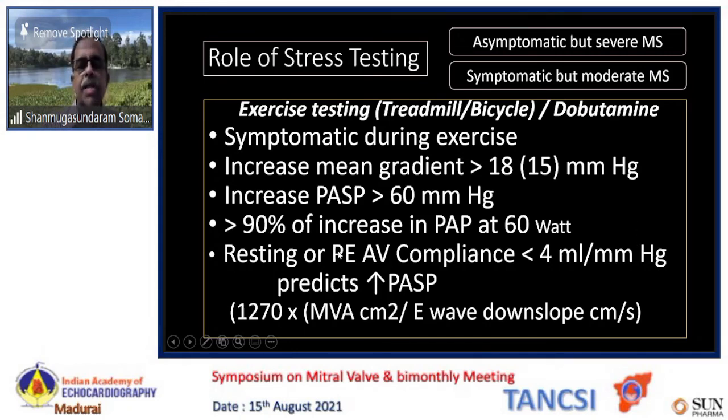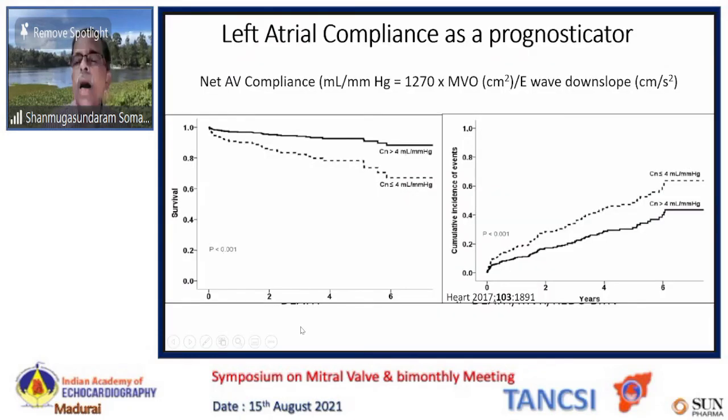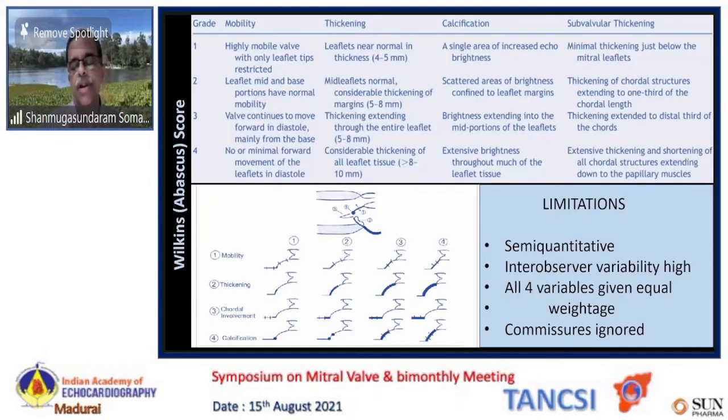And you should realize that apart from the mitral valve area, the left atrial compliance, LA compliance, cannot be directly measured. We need to look at AV compliance by using this formula. It not only identifies people who have moderate MS with disproportionately severe PH, it also tells you the baseline LA compliance. If it is lower than 4 ml, it is supposed to indicate lower survival as well as the occurrence of events after the so-called successful commissurotomy.